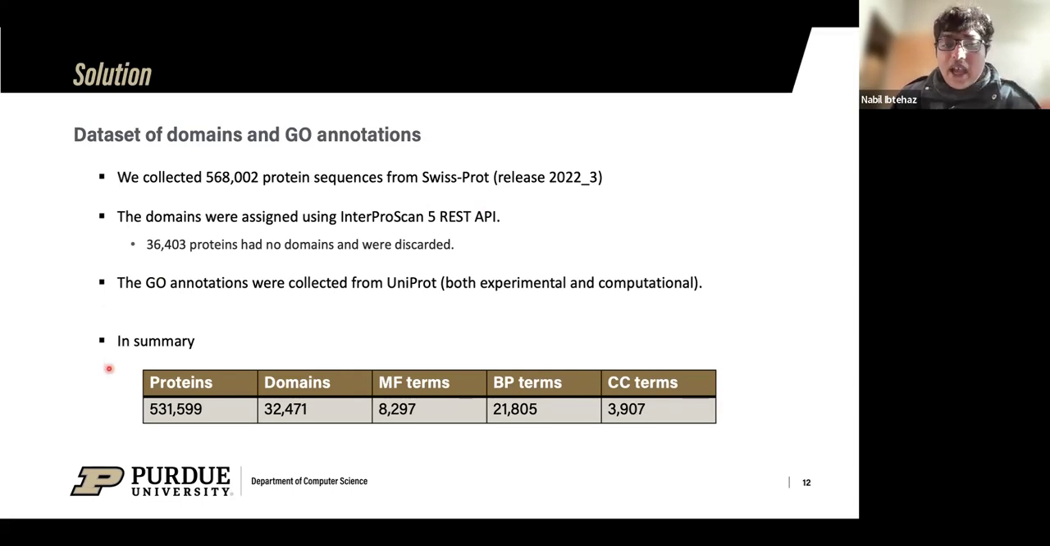In summary, we had a database of 531,000 proteins with 32,000 domains, 8,000 MF terms, almost 22,000 BP terms, and almost 4,000 CC terms. So this was our data set, and we want to understand the domain and function and their relation from this data set using self-supervised learning.